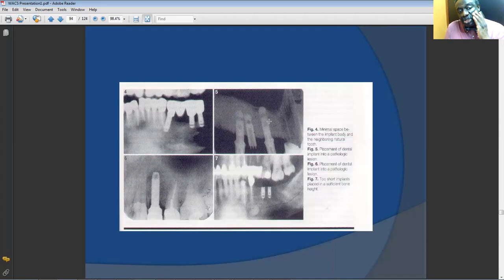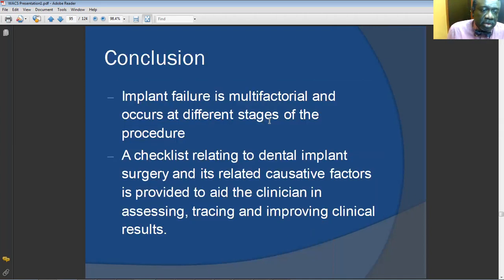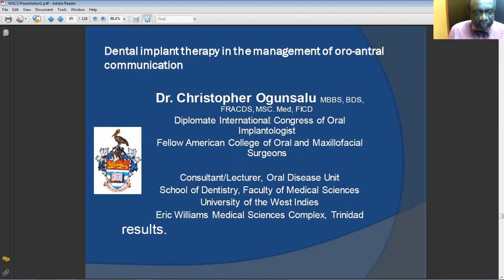And these are illustrations, radiographs of failing implants. So in conclusion, implant failure is multifactorial and occurs at different stages of the procedure. A checklist relating to dental implant surgery and its related causative factors is provided to aid the clinician in assessing, tracing, and improving clinical results.